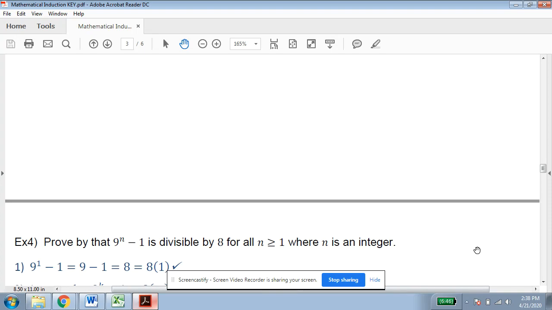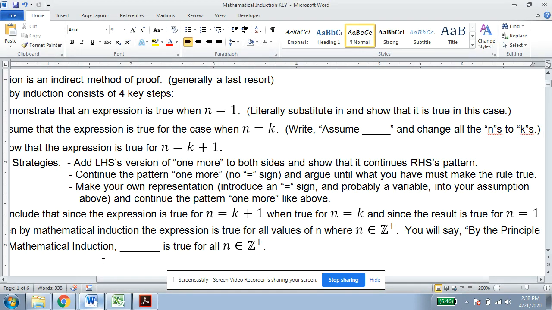All right, here we are on the fourth example of the principle of mathematical induction. Before we actually start this, I'm going to refer back to our original strategies. Remember, we talked about when we're proving our k+1 step, this is the third step. We said that there were three different strategies you can use. So far, we've stuck with this first one of adding the left-hand side's version of one more to the right-hand side. In this next example, it's going to be the wisest choice to choose strategy 3.